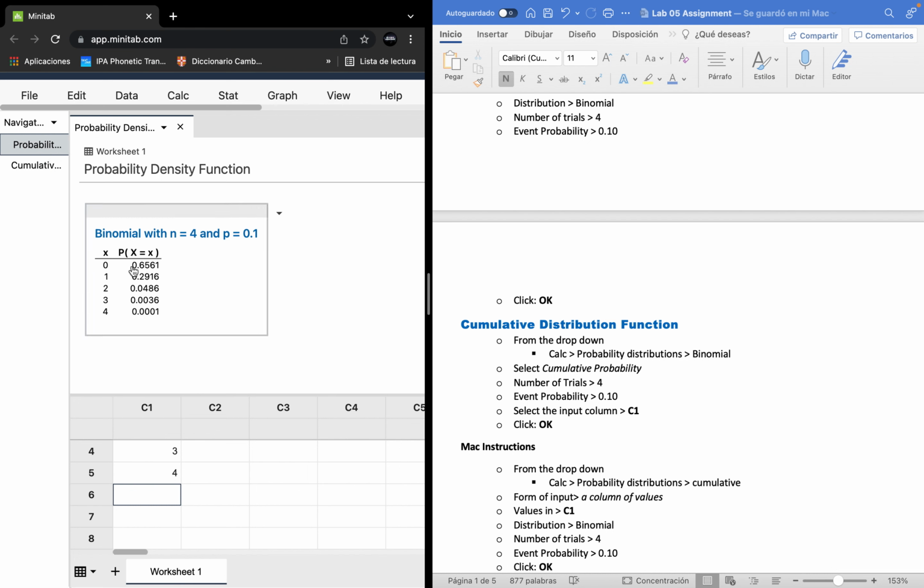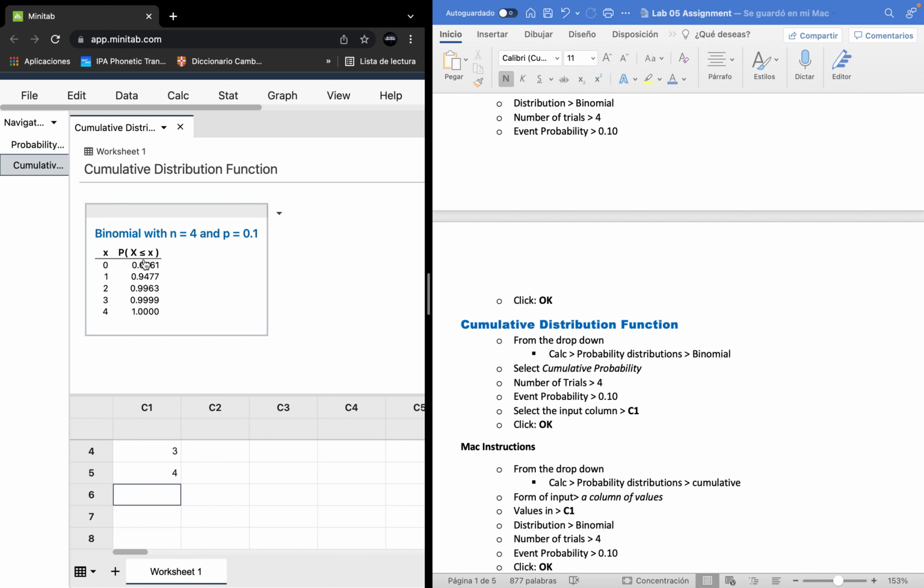0.6561, you see? But notice that these probabilities are going to change for other numbers. For 1, the probability is 0.9477. What is this? What is the probability we observe 1 or 0? For 2, 0.9963. What is this? The probability we observe 2, 1, or 0. For x equal to 3, 0.9999 is the probability we observe 0, 1, 2, or 3.